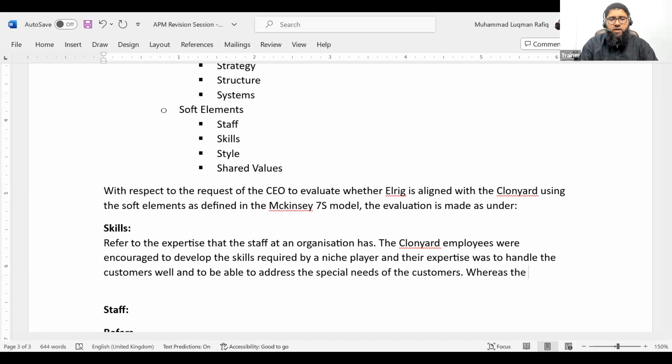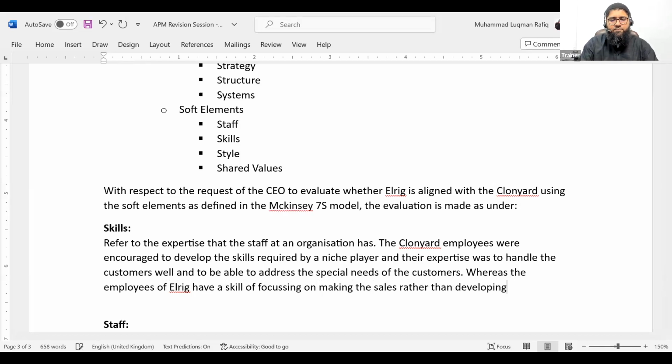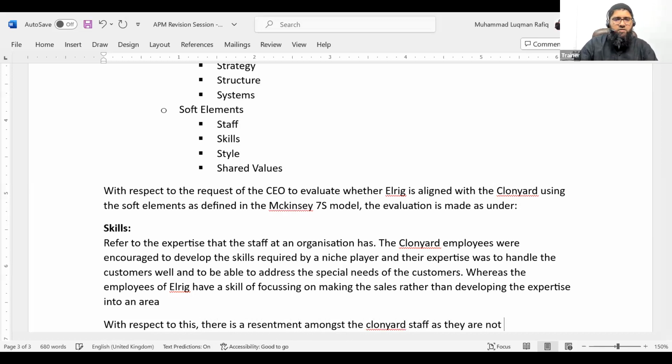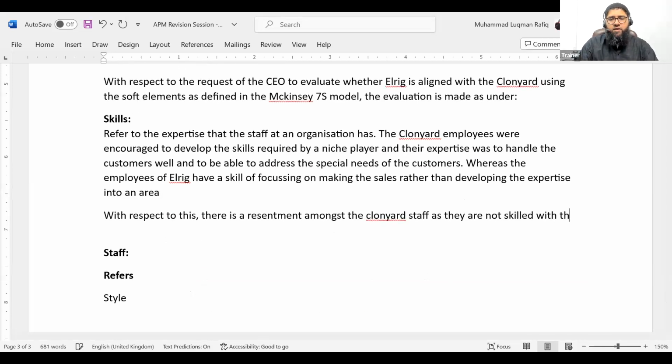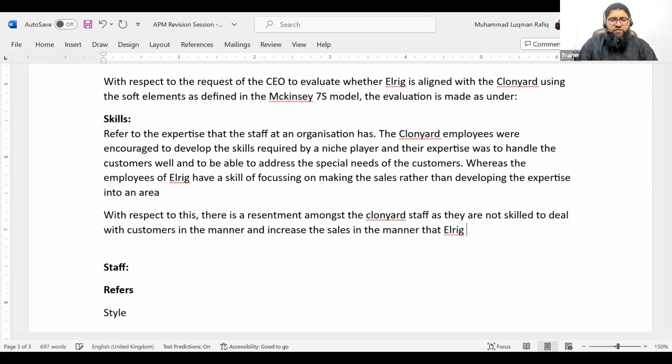Whereas the employees of Elric have a skill of focusing on making the sales rather than developing the expertise into an area. With respect to this, there is a resentment amongst the Clone Yard staff as they are not skilled to deal with the customers in the manner and increase the sales in the manner that Elric staff is skilled at.